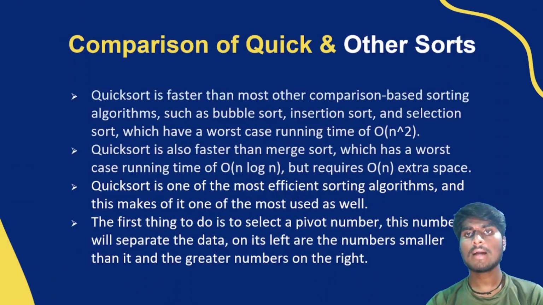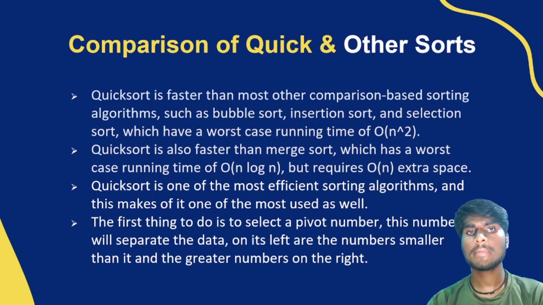Comparison of quicksort and other sorts. Quicksort is faster than most other comparison sorts like bubble sort, selection sort, and insertion sort, etc. The worst case of quicksort is O of n log n, and it requires some extra space, like O of n. Quicksort is one of the most efficient sorting algorithms, and it is often used by people and some companies.